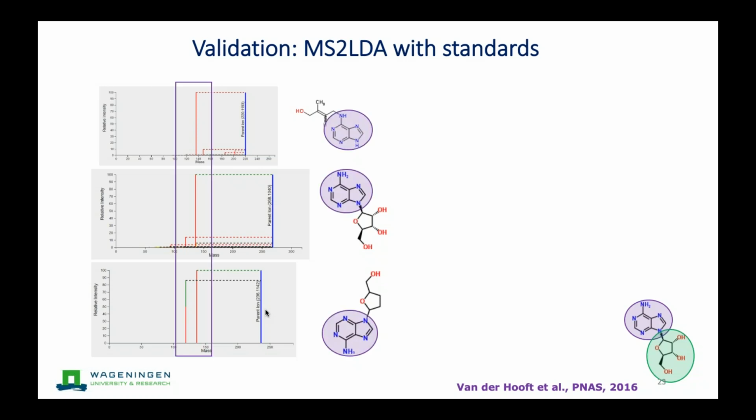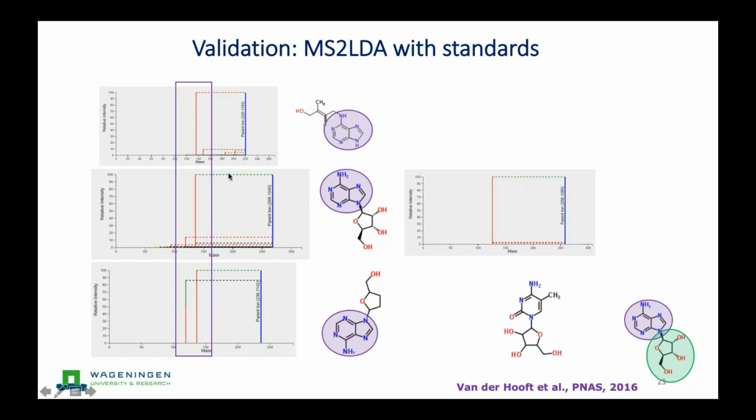And indeed, MS2LDA was able to find a motif that is linked to this adenine core structure. And not only that, we can also recognize a loss over here that we could also observe in other spectra. And actually we could link that to the sugar part of this adenosine molecule that we see here. And basically, this is an example of how MS2LDA can decompose molecular structures into substructures and help us to annotate this.